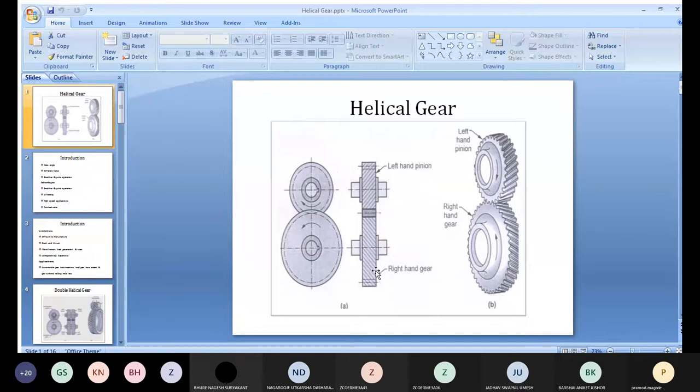So such kind of arrangement is an additional point in case of the helical gear. So this is about the helical gear, the rotation, 3D view also. I detailed explain you. So is this understood from your end?